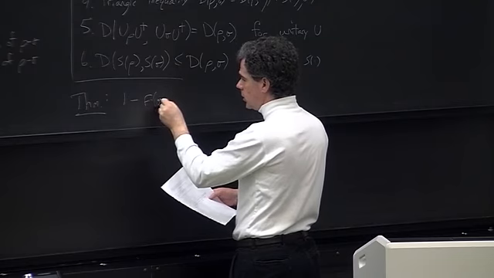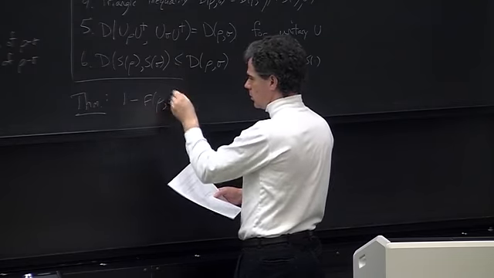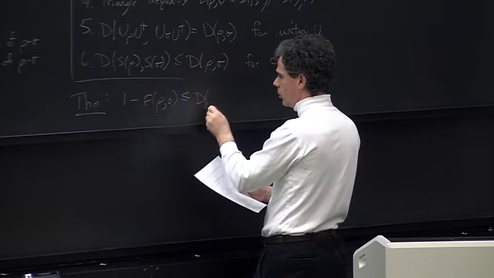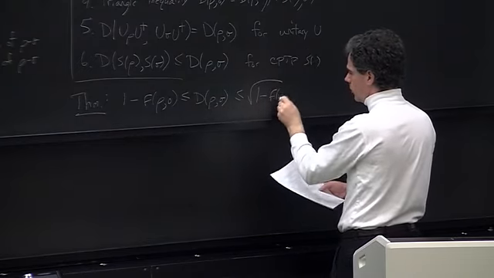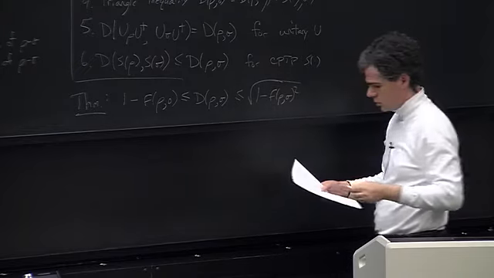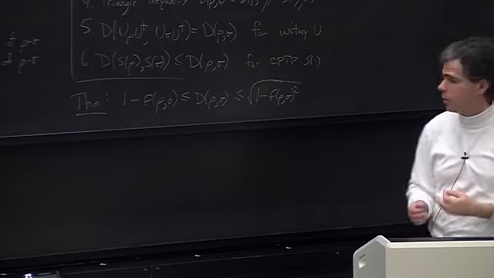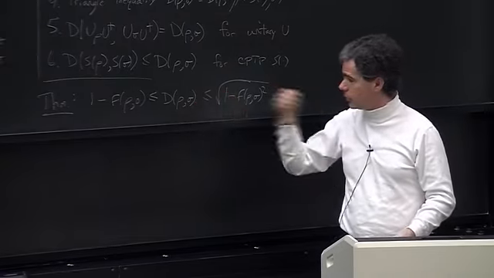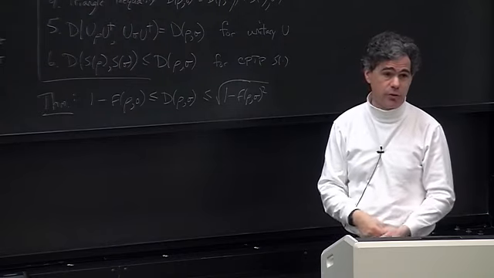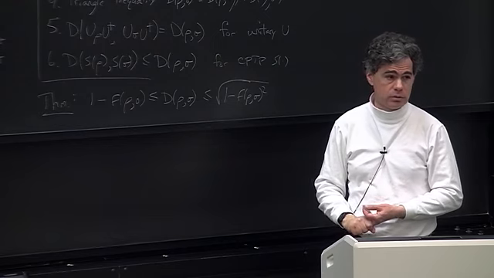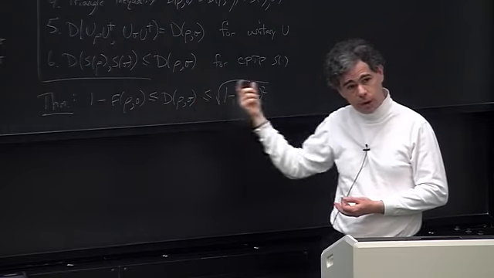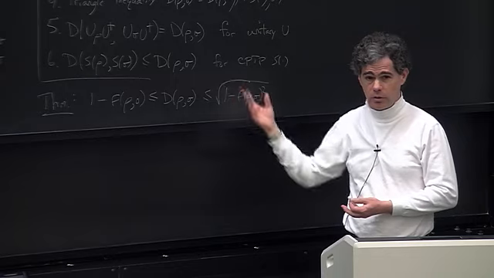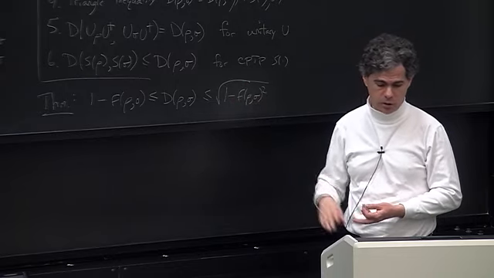1 minus the fidelity is less than or equal to the trace distance, which is less than or equal to the square root of 1 minus the fidelity squared. OK? So this kind of gives you bounds on how different they can be. But for some pairs of states, you'll be on one side of this bound, and for some pairs of states, you'll be on the other. So you can't really tighten this much in the general case.